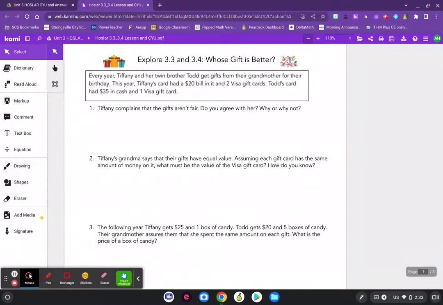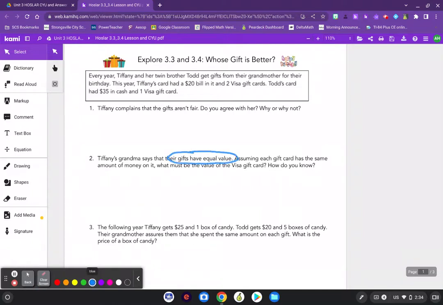The students at the board discussed this and they said, well, I understand what Tiffany's thinking. She got a smaller amount in terms of cash, but we don't really know what's on the gift card. So it's kind of hard to tell whether this is fair or not. And in number 2 it says, Tiffany's grandma says that their gifts have equal value. I'm just going to circle "the gifts have equal value."